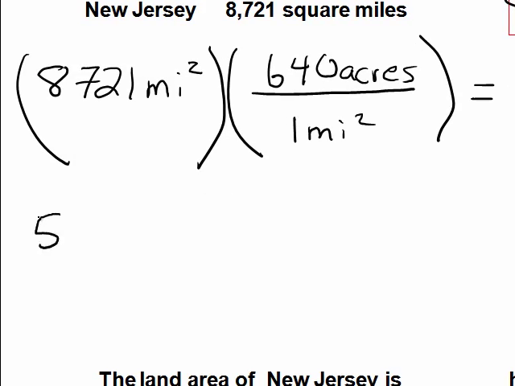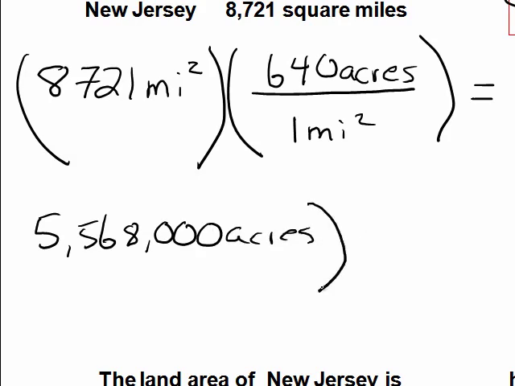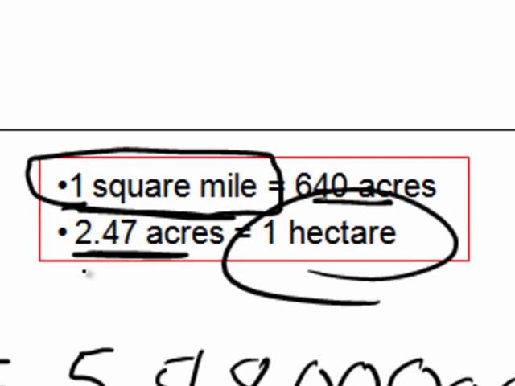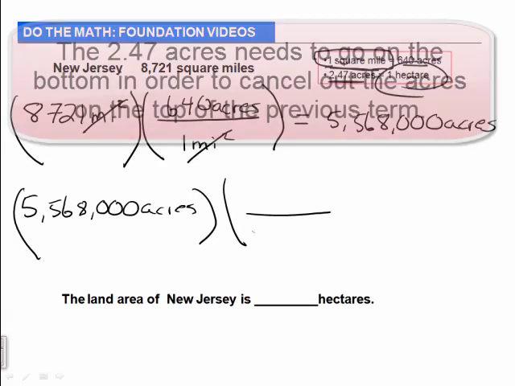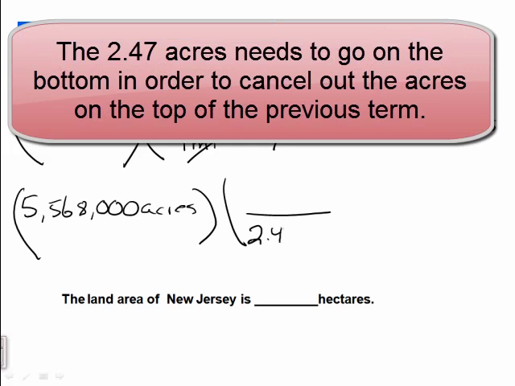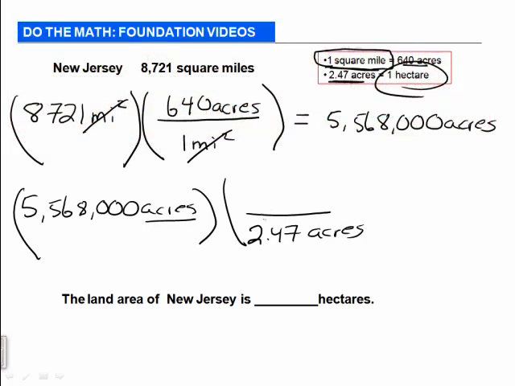Now I don't want acres, I want to convert it to hectares, right? So then I'm going to take 5,568,000 acres, put that in parentheses, and use another conversion, this 2.47 acres. By the way, when I put the miles squared like this, the miles squared cancel. Then I'm going to say that there are 2.47 acres. Notice how I put it on the bottom first, because I want to get these acres to cancel. And then I'll say 1 hectare, I'll call it HA. That way the acres cancel.